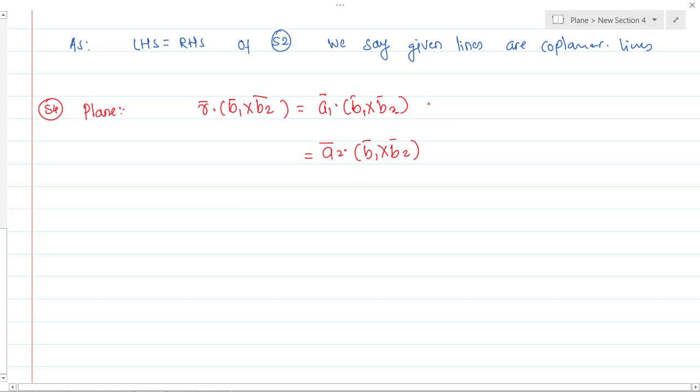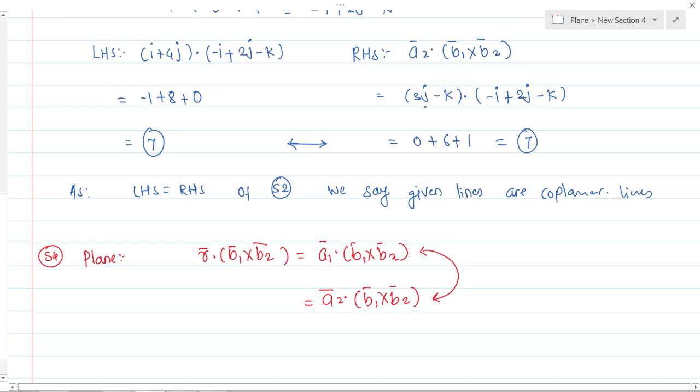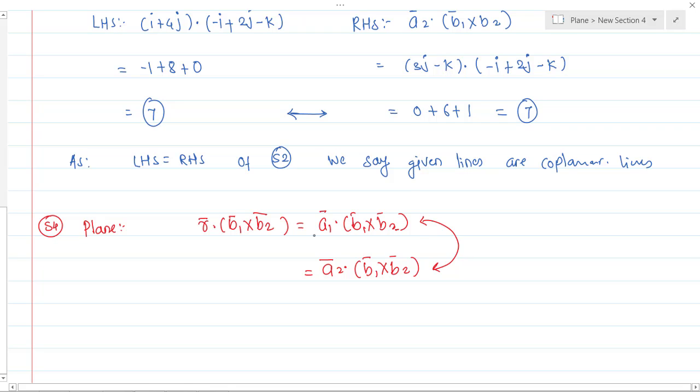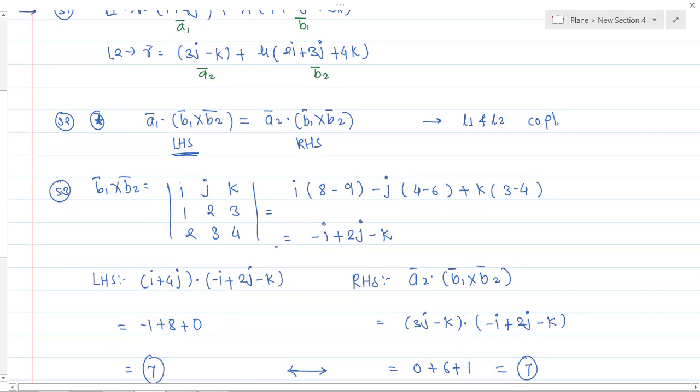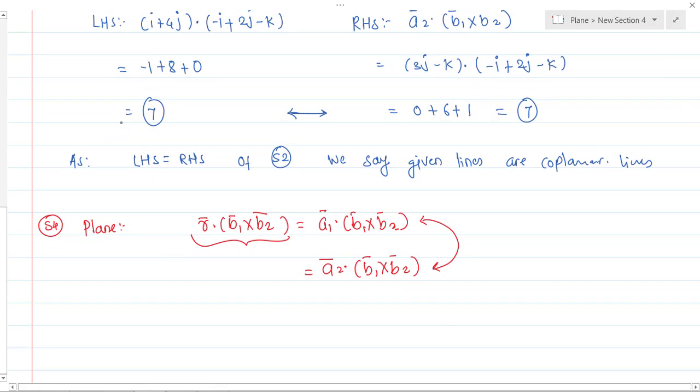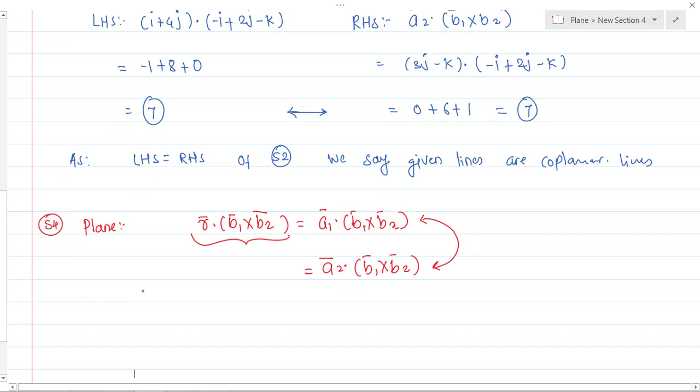Both are the same because we have just proved that LHS equals RHS, so you can take either a1 or a2, no problem. But the left-hand side should be r bar dot b1 bar cross b2 bar. The earlier formula and this second formula are the same; just replace a1 bar by r bar and you will get the answer. Now let's substitute the values here.